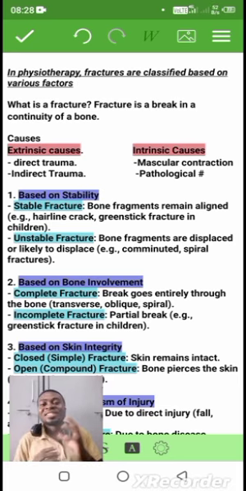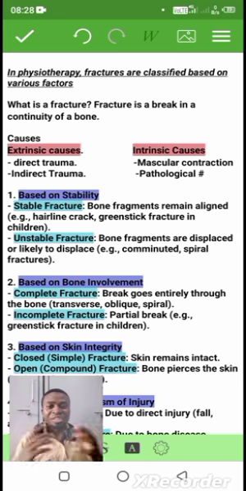The other one is called an unstable fracture. What do I mean when I say unstable fracture? It's when the bone fragments are displaced or likely to be displaced. Maybe they have moved like this, so they are not in alignment. This one we call unstable. Examples are comminuted or spiral fracture, which I'm going to explain as we go down.